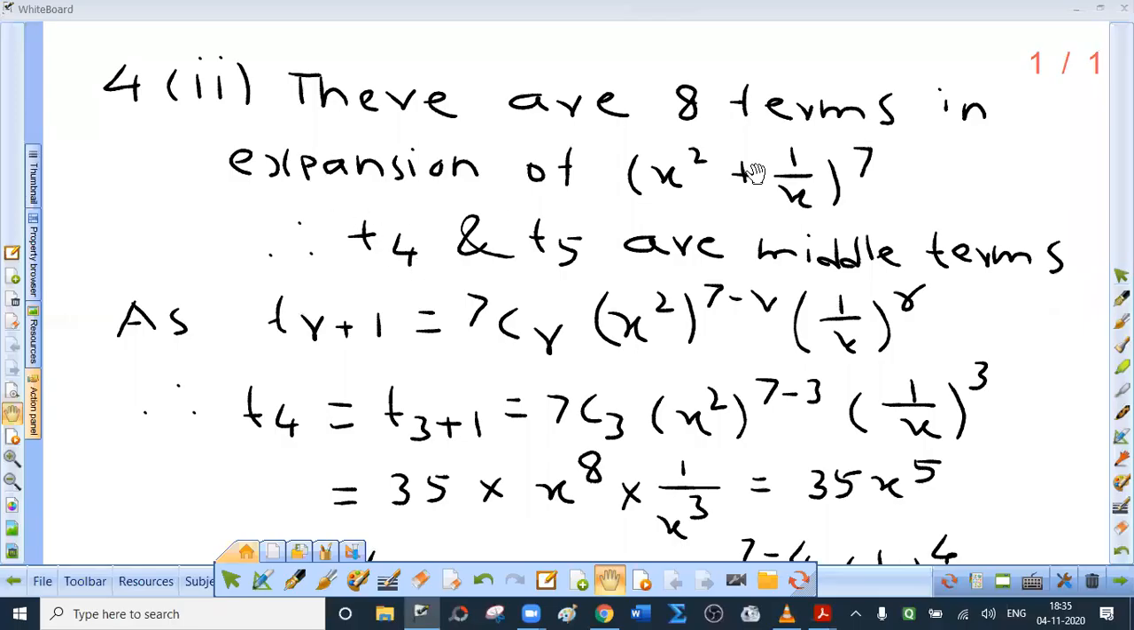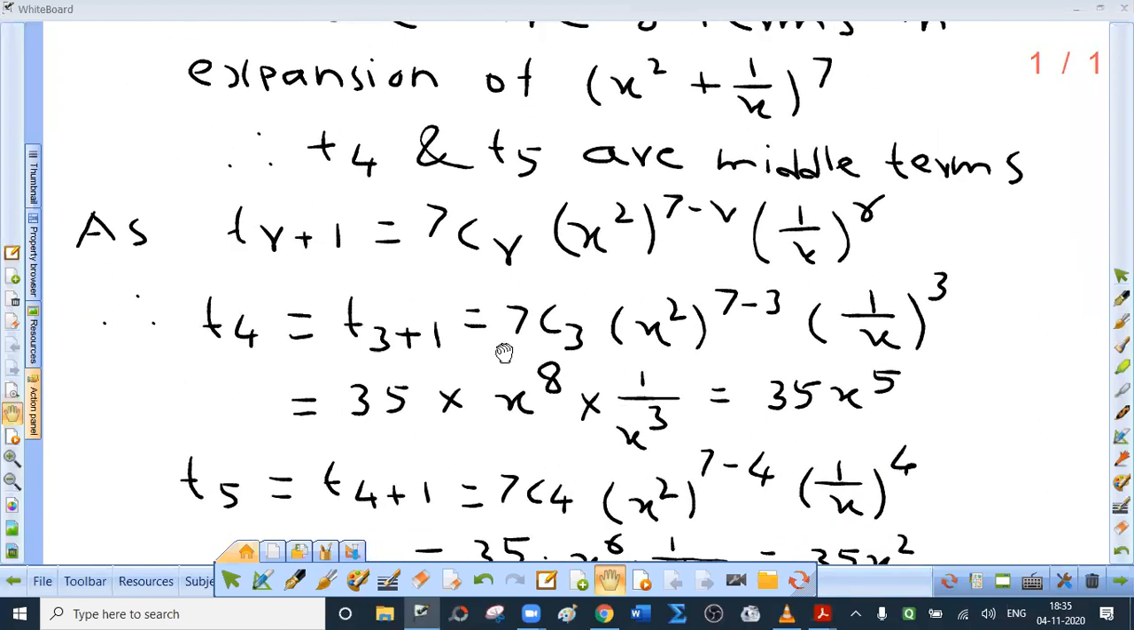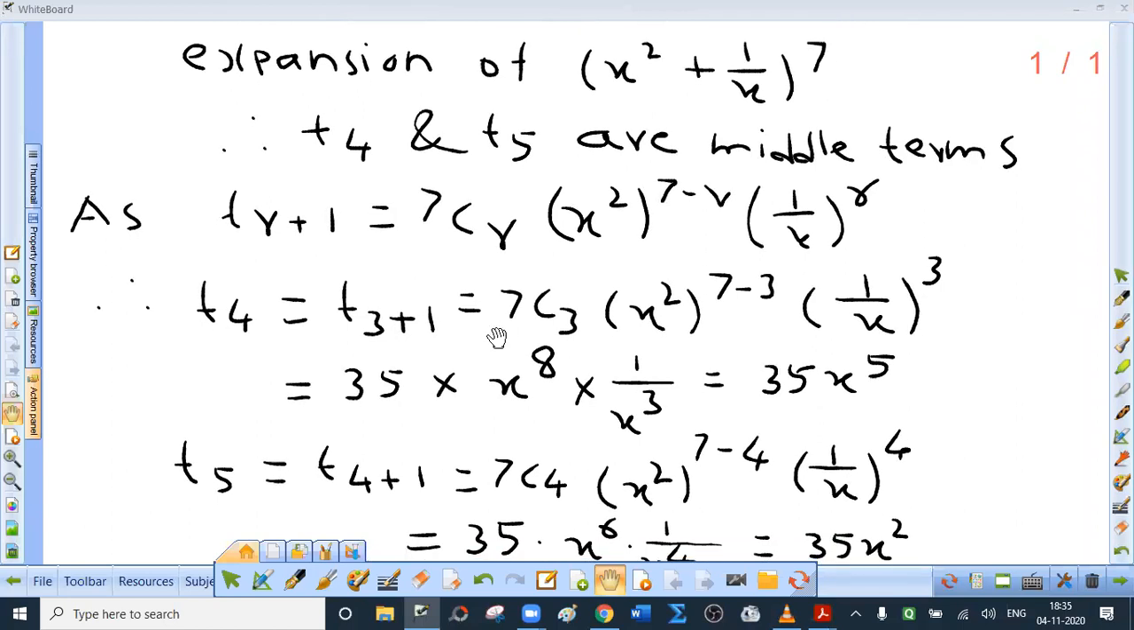See, the index is 7, right? So there are two middle terms in the expansion as the number of terms is 8. So T4 and T5 are the middle terms. First we write the formula for the general term, that is T(r plus 1). Now to get T4, do not put r equal to 4, because if you put r equal to 4, you get the fifth term. We want the fourth term. So r must be 3. Substitute, simplify to get 35x raised to 5 as the fourth term.